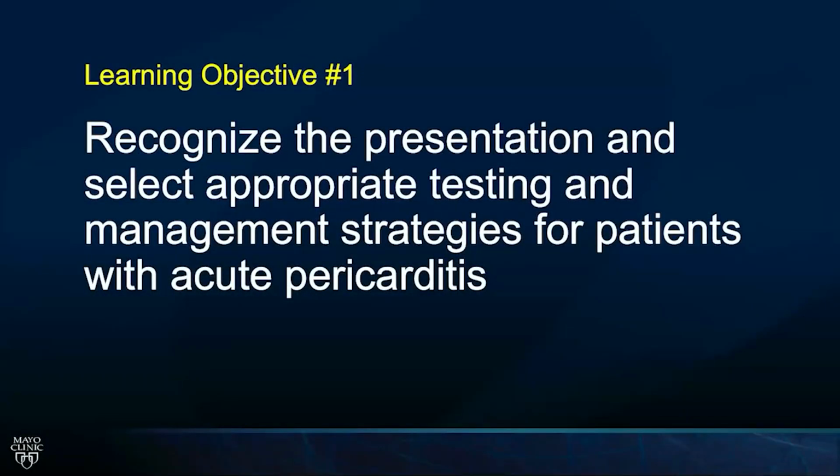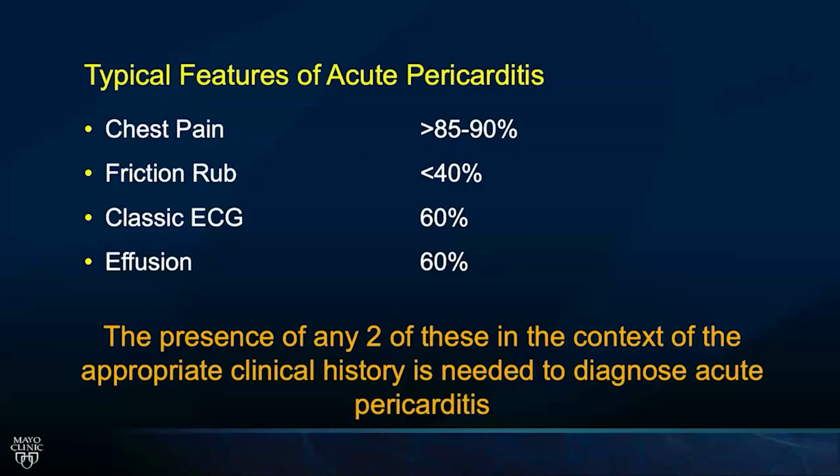So our first learning objective is going to be talking about the management of acute pericarditis. As you know, these are patients with chest pain, and you really need 2 or more of these features. Classic chest pain, often positional or pleuritic, often associated with some other viral type syndrome in the days before that. Classic ECG with the diffuse ST elevation or PR depression. And effusion can be present in up to 60% of patients.